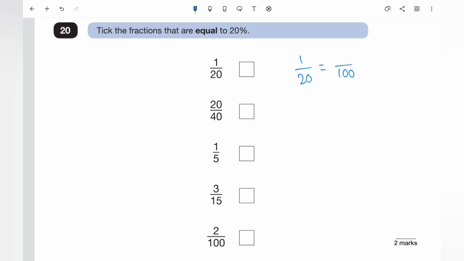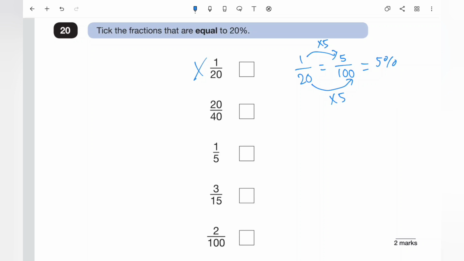So if the denominator is out of 100, we have to see how do we get from 20 to 100. So we do 20 times 5, which gives us 100. And remember, whatever we do to the bottom, we will do to the top. So we do 1 times 5. 1 times 5 is 5. So 1 over 20 is in fact 5%. And remember, you are asked to take the fractions that are equal to 20%. So clearly, 1 over 20 is not equal to 20%, so we'll have to move on to the second one.